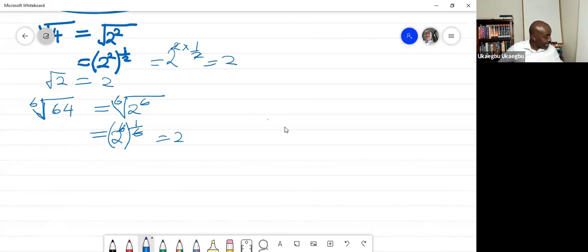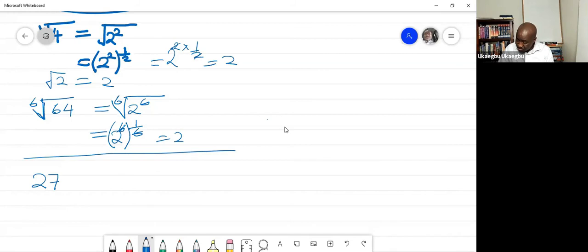Having said that, how about if you have a number like this? 27 raised to power 2 over 3. 27 raised to power 2 over 3. So how do you evaluate this type of number? If somebody says evaluate 27 raised to power 2 over 3, what would you do?